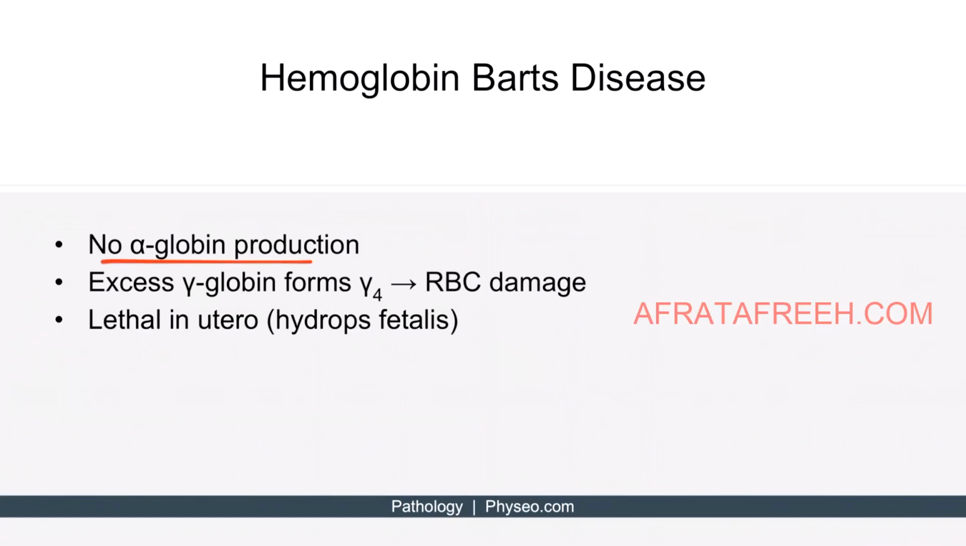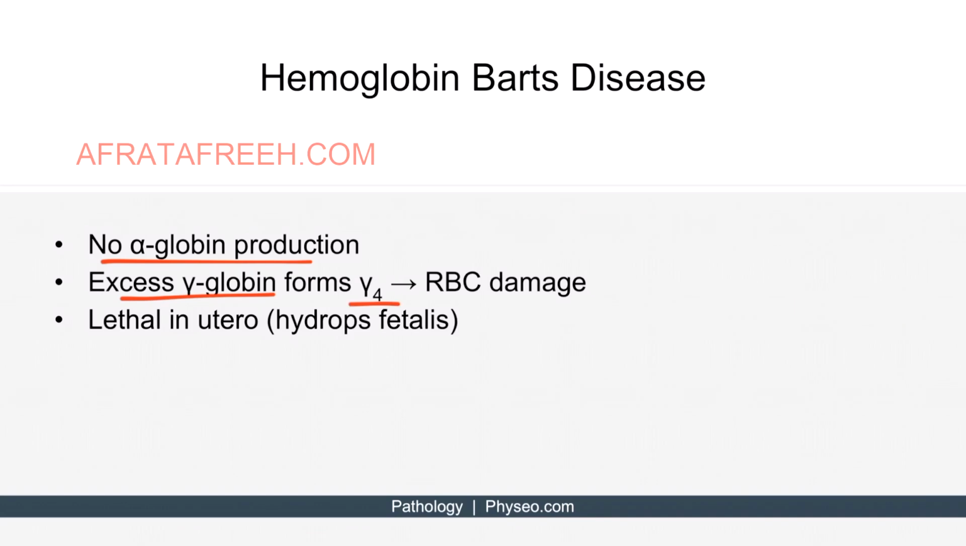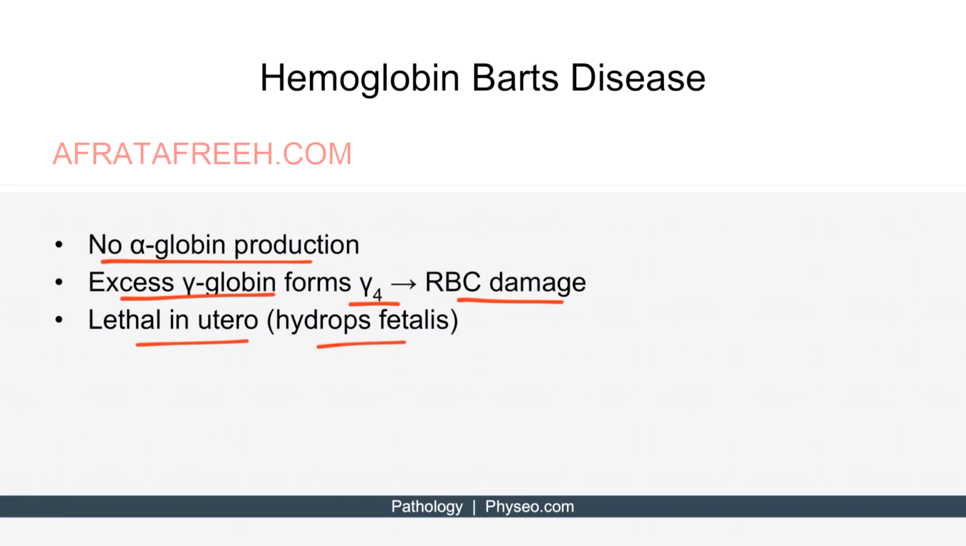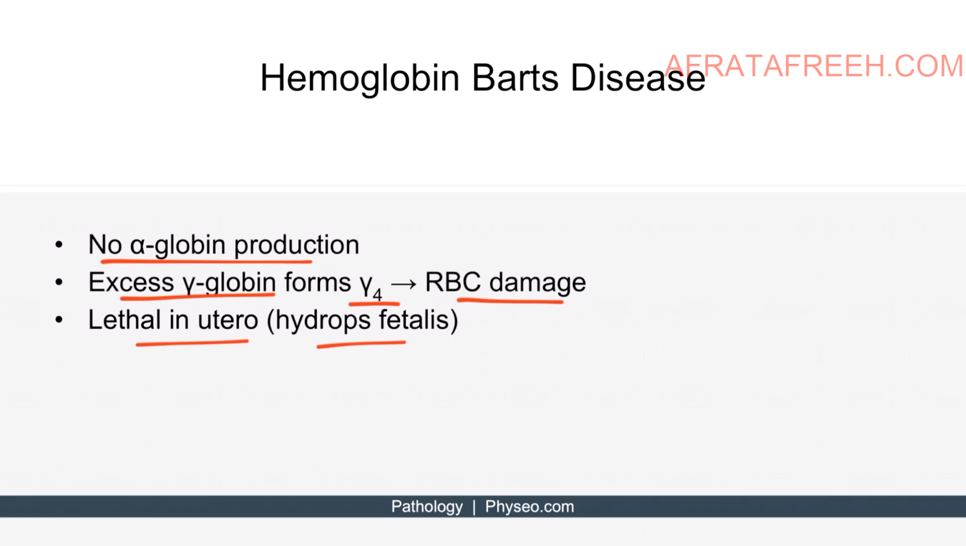In the neonatal period, this will cause an excess of gamma-globin, which usually binds alpha-globin to form fetal hemoglobin. Excess gamma-globin forms gamma tetramers, which causes RBC damage. So this is why this disease is lethal in utero and usually leads to hydrops fetalis. This presents with abnormal accumulation of fluid in 2 or more fetal compartments, including ascites, pleural effusions, pericardial effusions, and skin edema. All right, now that we've covered alpha thalassemia, let's review with a quick question.